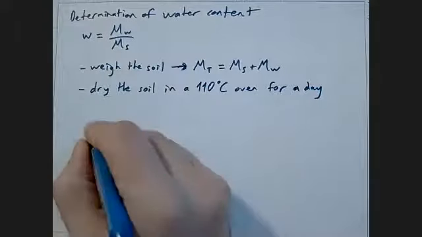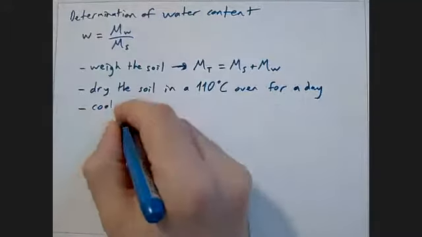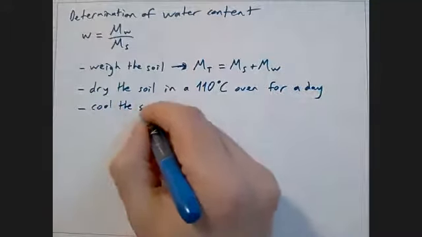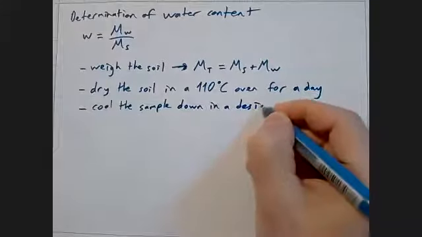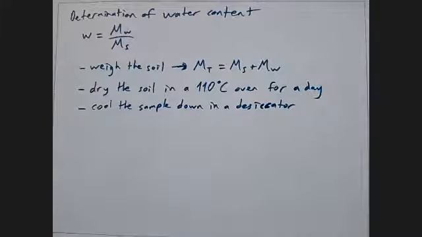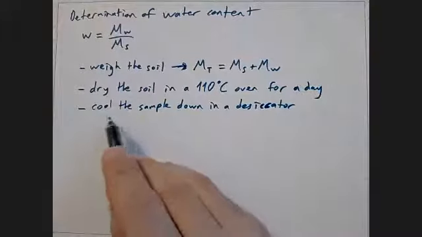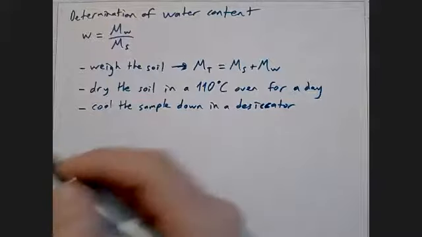Then cool the sample down in a desiccator. The reason we have this step is because if you try to determine the mass of a warm object, the warm object will cause convection currents, which are going to affect the mass measurements. So we want to weigh our masses, or weights, at room temperature, basically, or at the same temperature as the room.